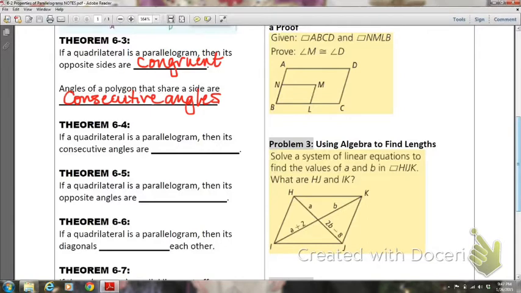Now, if a quadrilateral is a parallelogram, then its consecutive angles, angles that are beside one another, are supplementary. The next theorem says that if a quadrilateral is a parallelogram, then its opposite angles are congruent. And the next theorem says that if a quadrilateral is a parallelogram, then its diagonals are going to bisect each other.